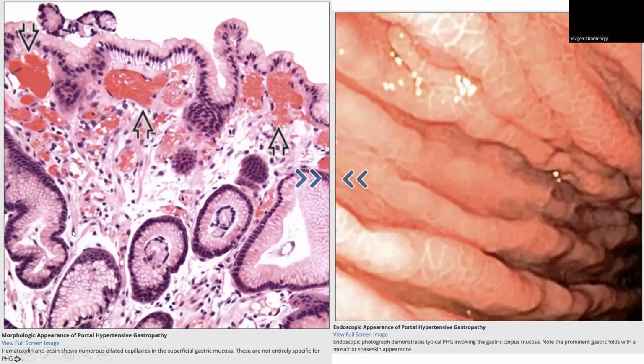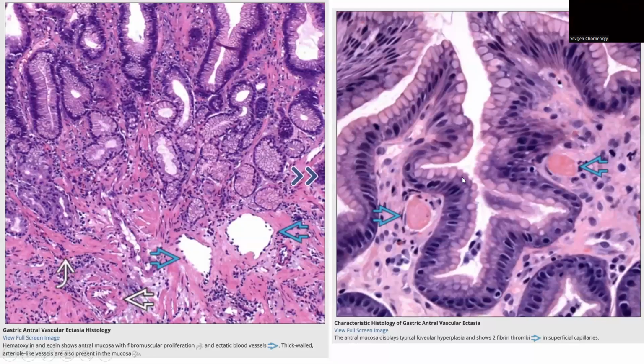And here's a picture of portal hypertensive gastropathy, kind of what we saw, very large dilated capillaries, and these dilated appearance of portal hypertensive changes. And then this is gastric antral vascular ectasia. Similar, you have these vessels, they're ectatic, they're not supposed to be there, and fibrin thrombi. If you were to see this on the boards, they would probably just be like, fibrin thrombi, what is it? And you pick GAVE. But if there's no fibrin thrombi, then you pick PGH. Because they're not going to try to torture you like that. It's just too hard.